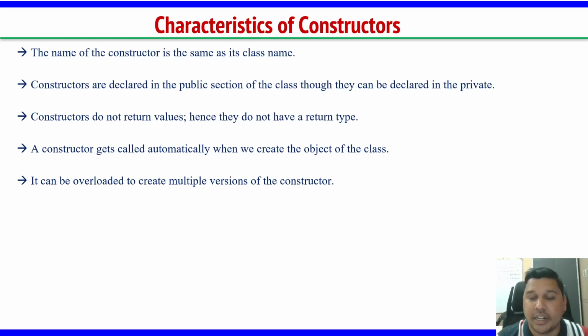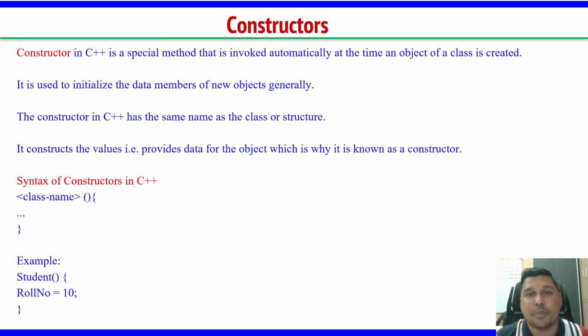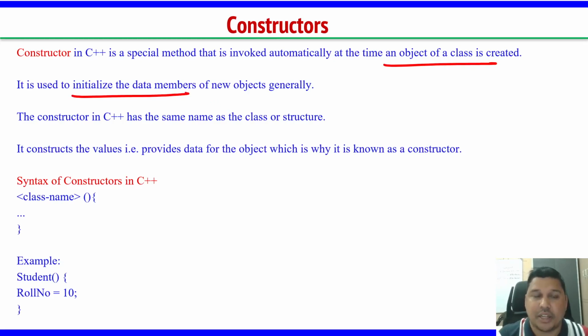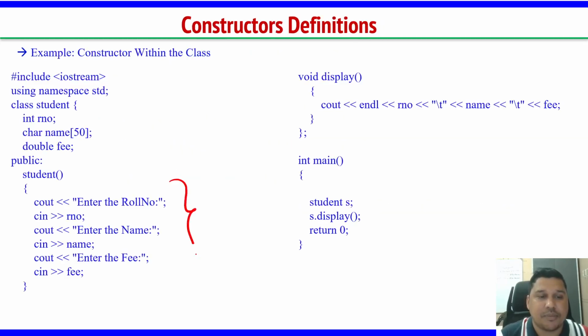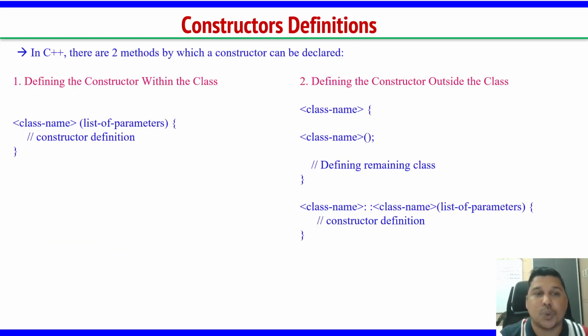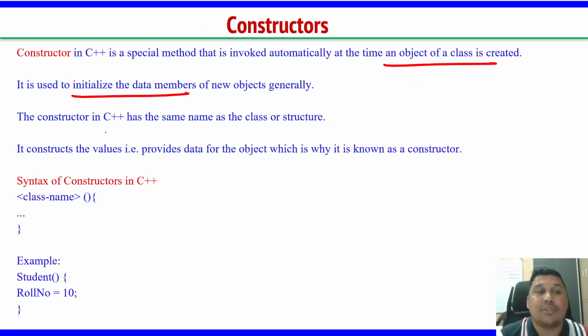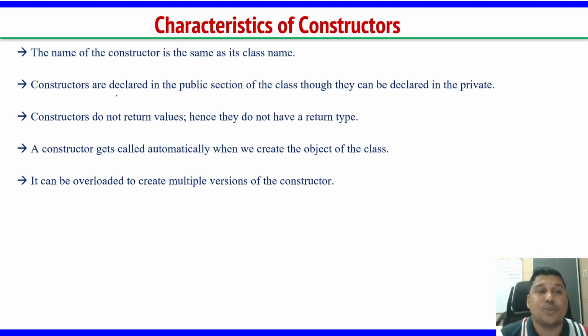Let's see a little more information about constructors. They are special functions which are invoked when an object is created. Mainly they are used to initialize the data members. We saw I am initializing the data members here, taking the values and inserting them into the three variables. Next, they have the same name as the class name, so they should be declared in the public section. They do not return any values.